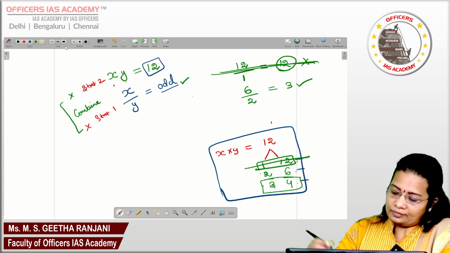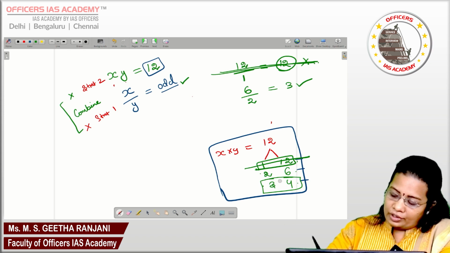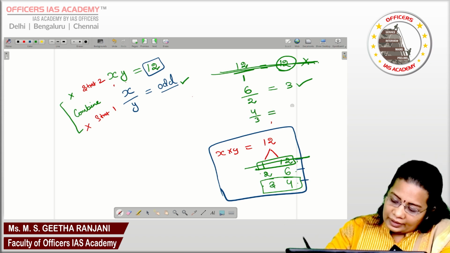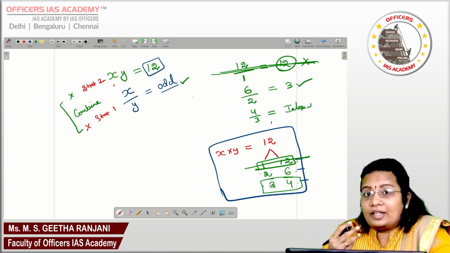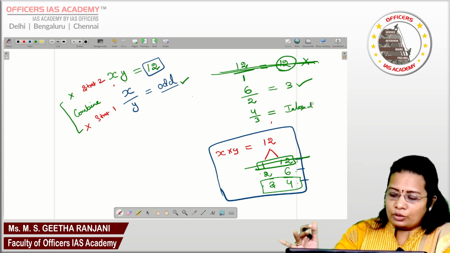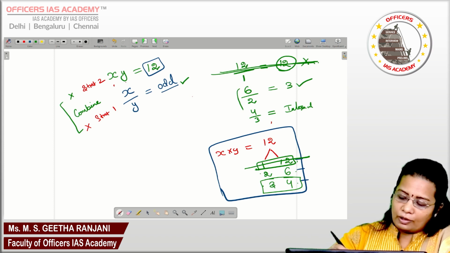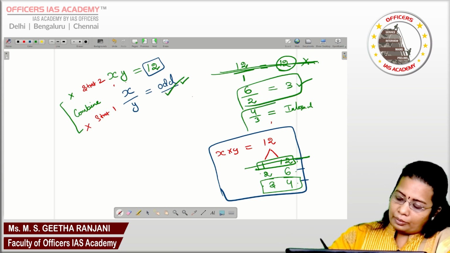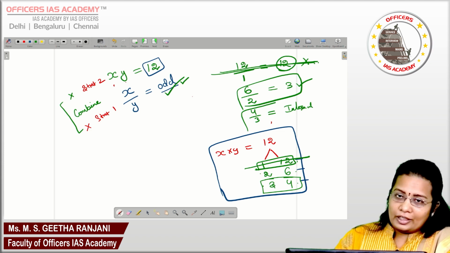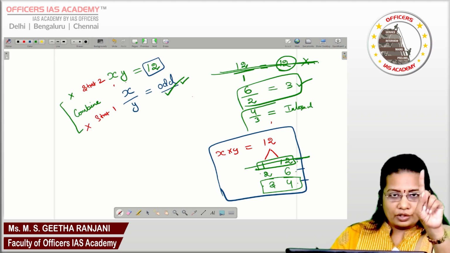The next one, I am checking with the next number, 4 divided by 3. It is not an integer value or natural number value. If you solve this, you will get a recurring decimal. So decimal values are not allowed. According to the condition, only odd numbers. So odd numbers and even numbers are only natural numbers. So possibility 3 failed. Possibility 2 only works out. One unique answer I got.